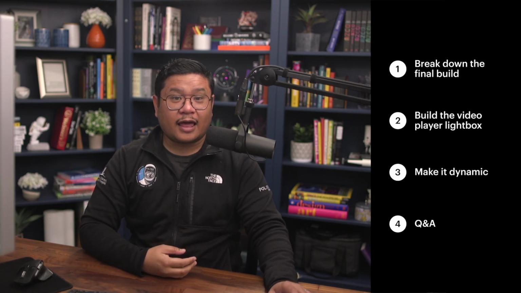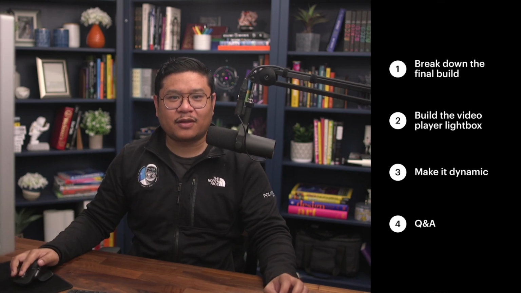All right, so we're gonna make an entirely custom lightbox just as you saw on the SpaceX website. We're gonna do this in 4 parts. We're going to break down the build, and then we're going to build the video player inside of Webflow from an almost blank state, which you can clone, by the way. And then we're gonna make it dynamic. We're going to add a CMS collection, and I'm gonna show you how to make the video player dynamic. All right. Let's get started with the breakdown.